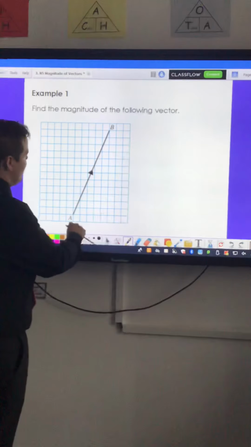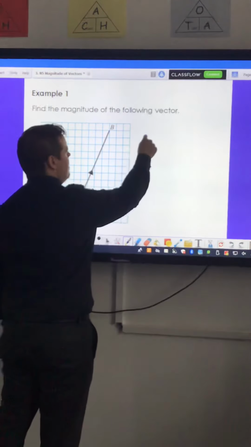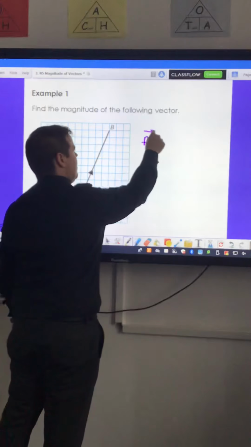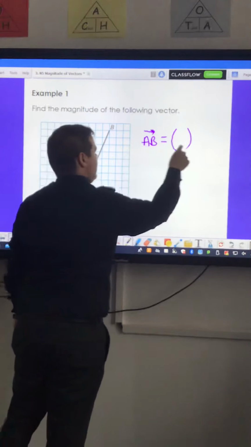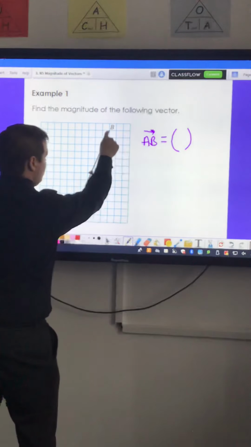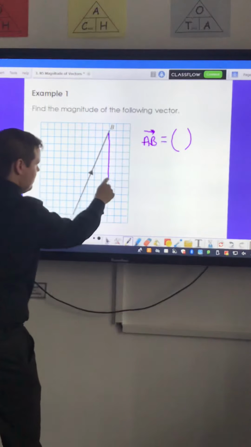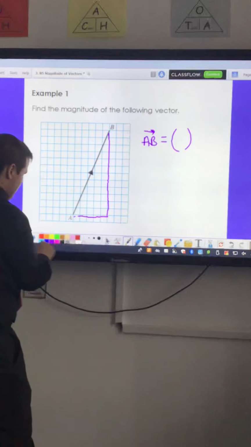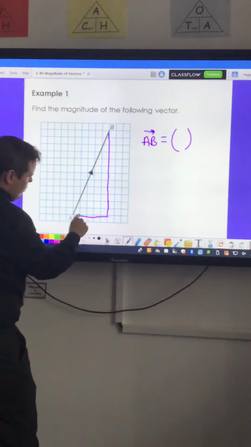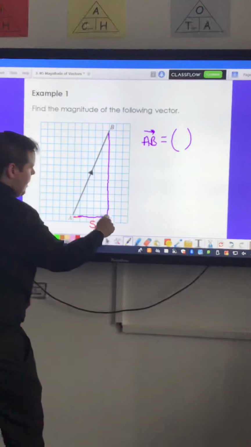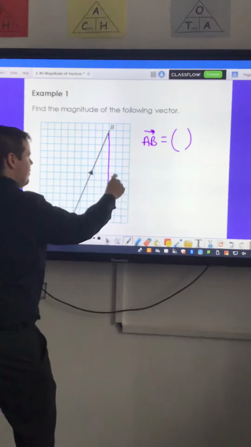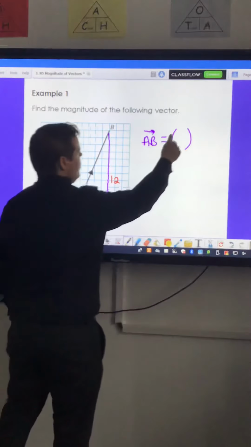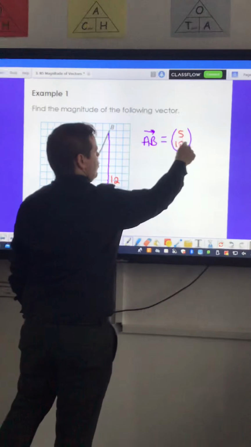Well, the first thing I'm going to do is get the components. So I'm going to write AB. Now, I'm going to draw in my dotted line, or my line, because it's not really dotted. So what have I got? Well, I'm going along 1, 2, 3, 4, 5, and I'm going to go up 12. So my components are 5, 12.